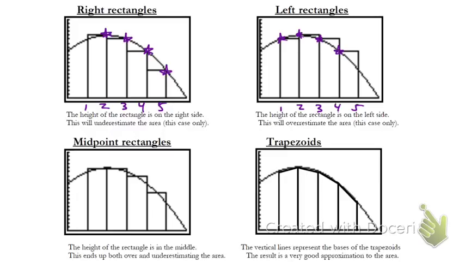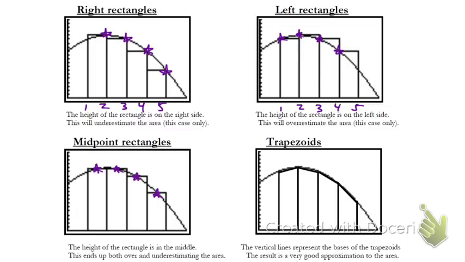Midpoint would go from the middle of the interval. So notice that it touches at the middle of every rectangle. This one's pretty accurate because a little bit of each rectangle is going to be an overestimation, and a little bit of each rectangle is going to be an underestimation. So that helps us to approximate a little bit better as well.